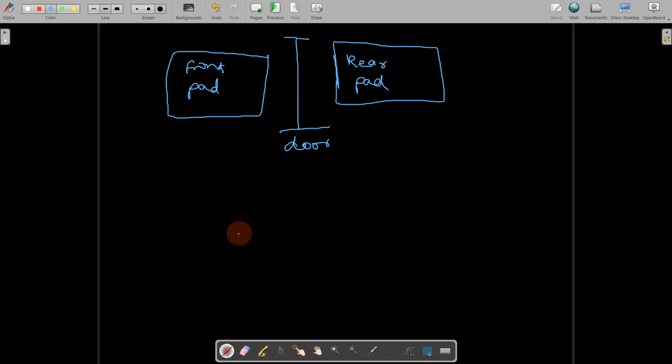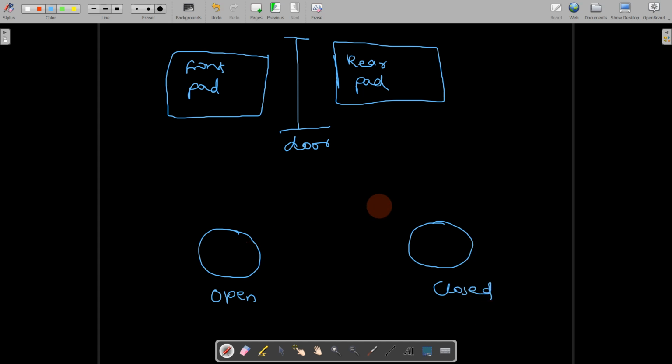This door can be in two possible states. First is the open state, second is the closed state, right? We need to keep track only of the state the door is currently in, and whether somebody is standing on the front pad, the rear pad, both, or neither. So these can be the possible inputs to the automatic door. Open and closed are the states of the door, and these can receive inputs.